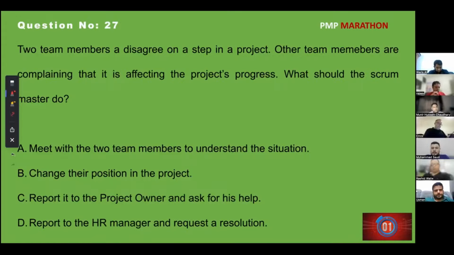Two team members disagree on a step. Other team members are complaining it is affecting the project. What should a scrum master do? Meet with the two team members, change their position, or report? Easy question, guys. Easy question. A.